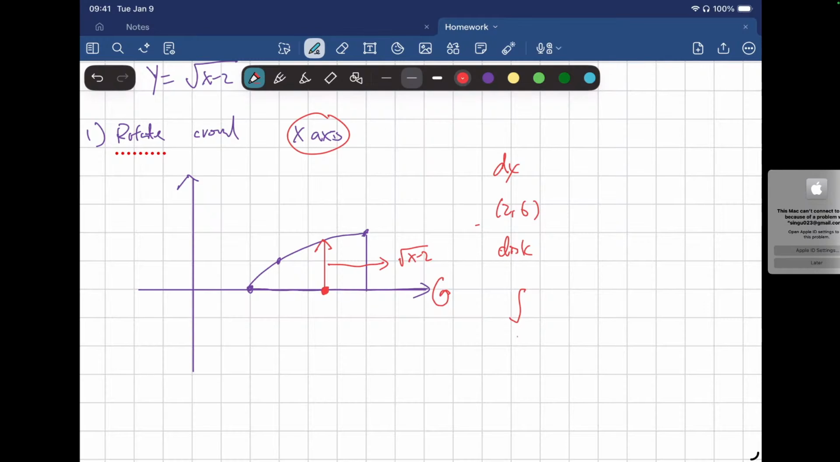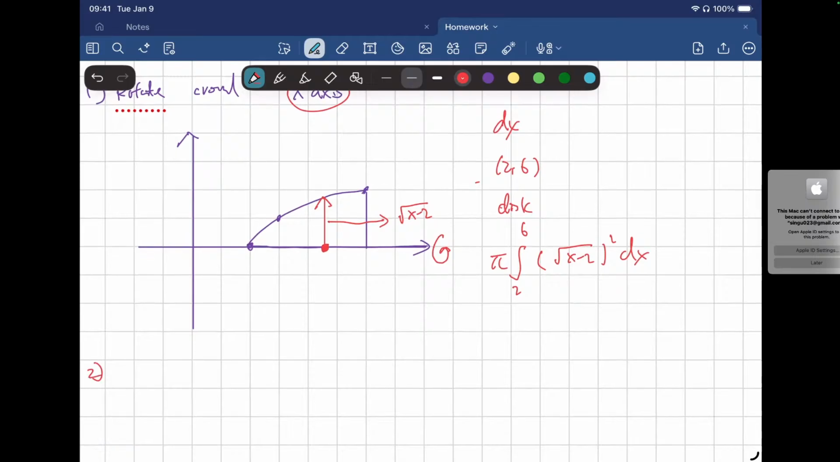Okay, so it'll be the integration from 2 to 6. We know that. And this one is the pi. Don't forget pi. Don't forget parentheses of what? Parentheses of x minus 2, parentheses squared, dx. And that's what you're supposed to get.